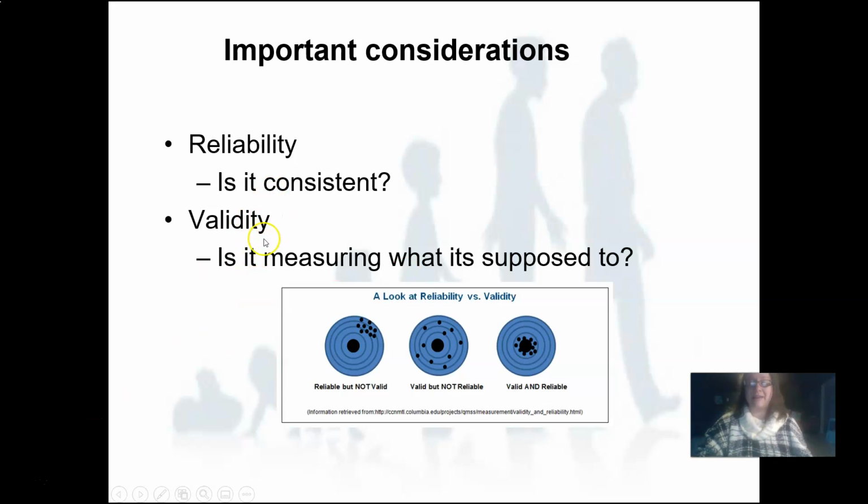And these are why we have to be so considerate of the methods that we choose, because if our stuff is not reliable, if we don't get the same answer every time we do it, or a similar answer every time we do it, or if it's not valid, if we're not measuring what we intend to measure, then our research is garbage and nobody should even read it and it doesn't mean anything.